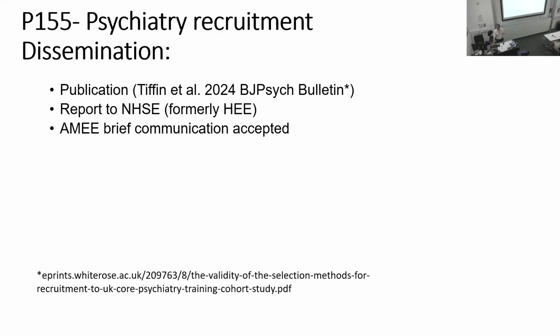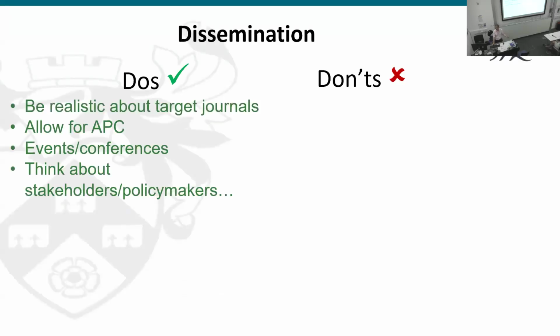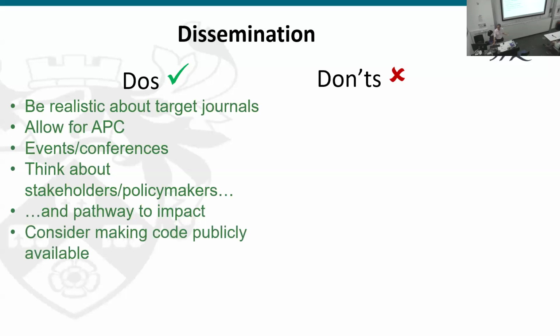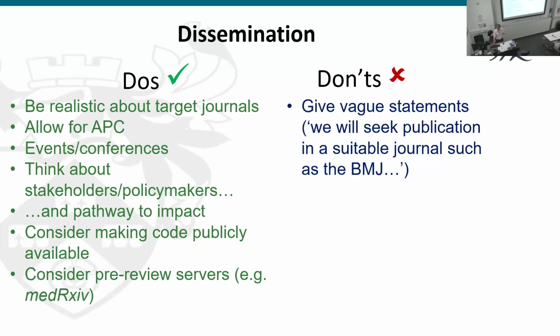And also in terms of dissemination, we've published it already. We've had a communication accepted for AMEE, and we're reporting it back to NHS England, which has gobbled up HEE, obviously. So be realistic about target journals, allow for article processing charges, and think about the stakeholders who want to know about your results. Consider pathway to impact. Make your code available, because we can't make the data available, but make your code available publicly if you can. And consider a pre-review service like medRxiv.